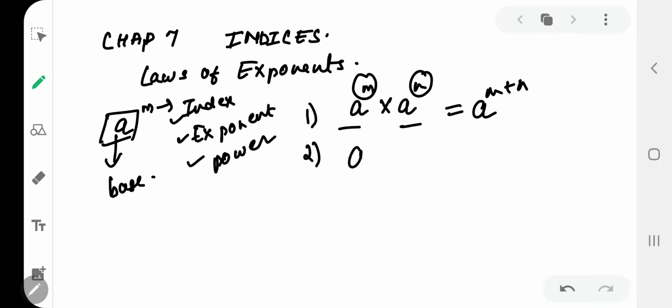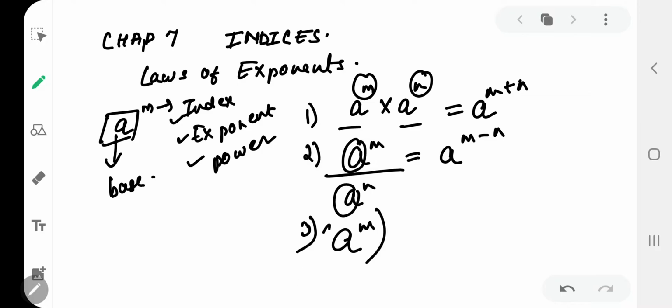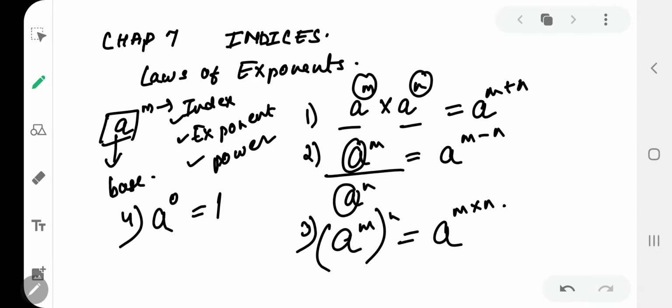If I have a^m upon a^n, in that case, again I have the same base with different exponents, so my answer will be a^(m-n). If I have (a^m)^n with n outside the bracket, that says that m and n are in multiplication. Is that clear? If I have a raised to 0, that means any number raised to 0 will be 1. If I give you 5 raised to 0, the answer is 1. If I give you 100 raised to 0, the answer is 1.